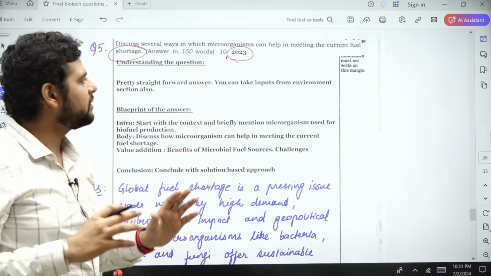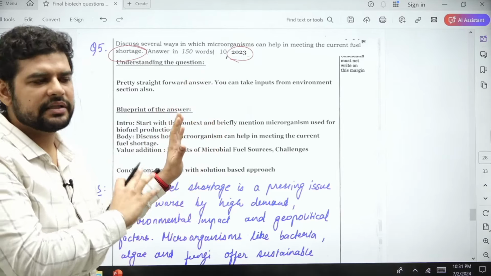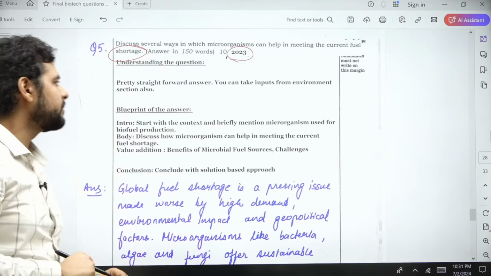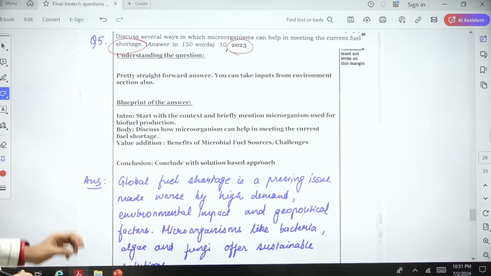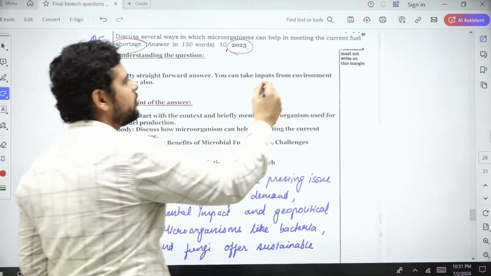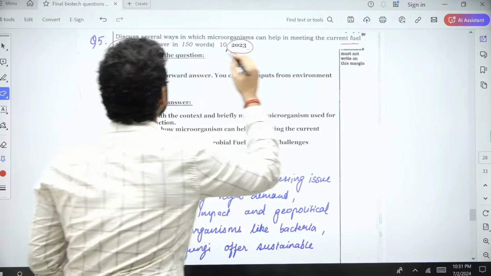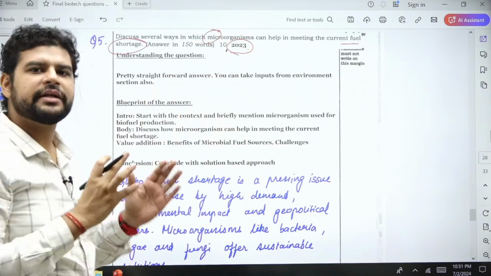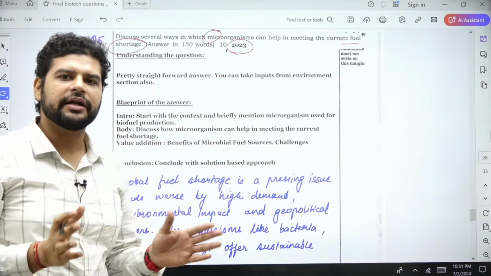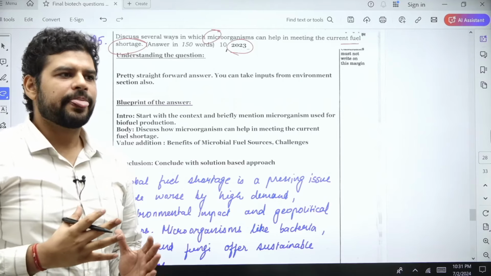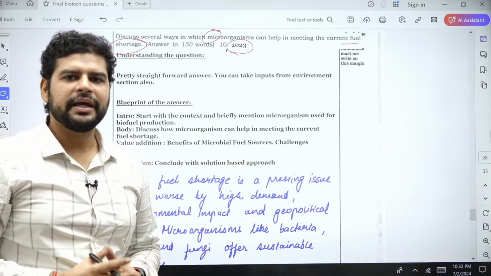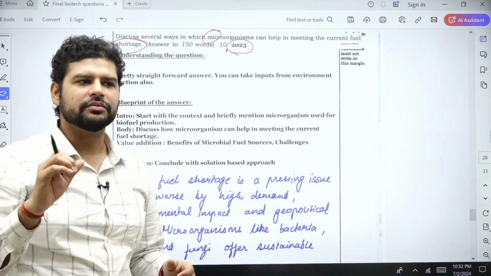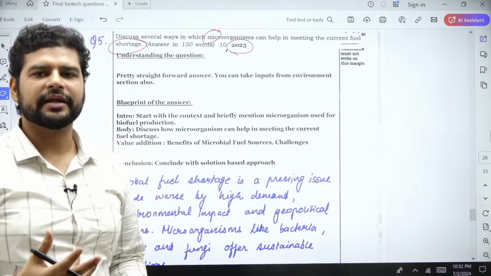Usually if they asked this in 15 marks, they would give you some context or some other point also to write. Okay, so it's a pretty straightforward answer. The best thing is you can take inputs about current fuel shortages and microorganisms in alternate fuels from environment also. So you can take input from environment and science and technology, and you can club them to develop an answer. See, you should understand one thing, that in mains they will try to throw you a curveball. Let's say the doosra of Harbhajan, something like that.